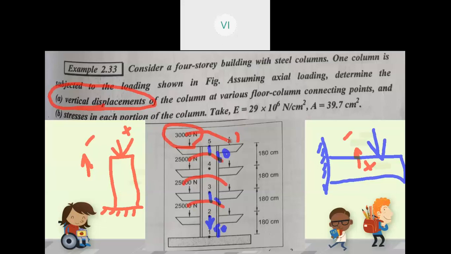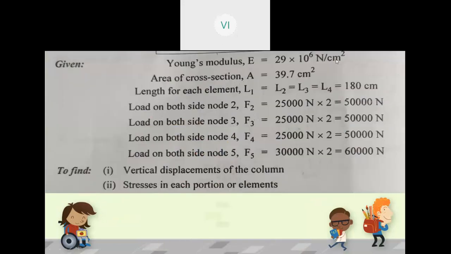Because the load is acting on both sides, you have to consider both sides. Then go with F1, F2, F3, F4, F5. By looking, this end is fixed, so U1 is equal to 0 as well as F1 is equal to 0. The rest we have the values. Now our first item is given as E, A, L1, L2, L3, L4, all the values. These are from the 180 questions of the GATE.